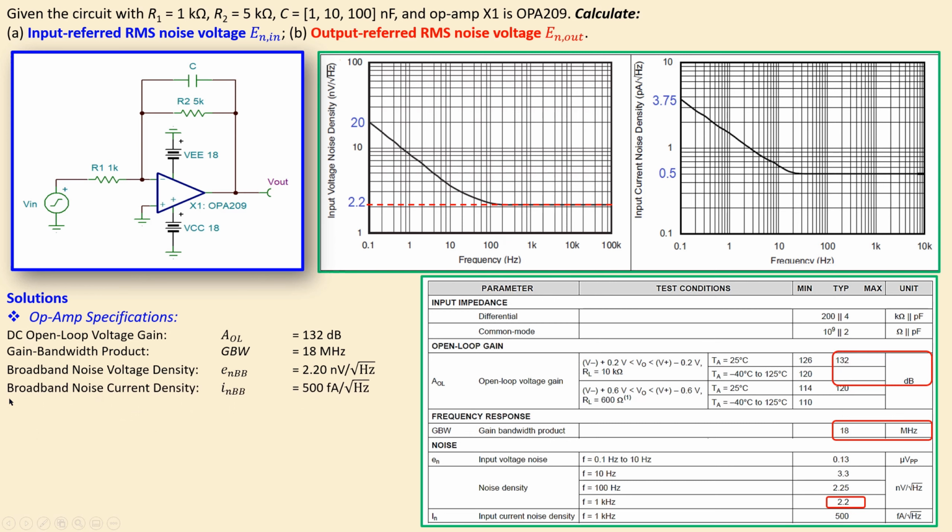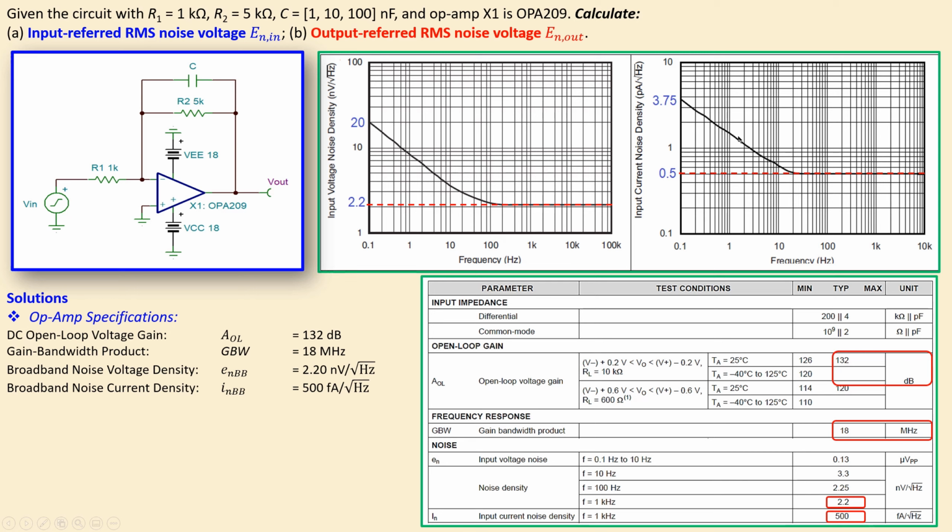In a similar form you also have the broadband noise current density, given by this symbol. It has a value of 500 femtoamps per root hertz, and that is shown here in this table, also defined at the test condition of 1 kilohertz. And that is also seen in this plot on the right side. For the current, you can see it is 0.5 picoamps per root hertz. That's of course equal to 500 femtoamps per root hertz.